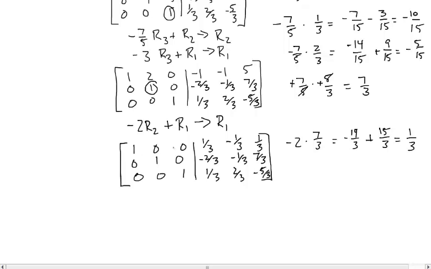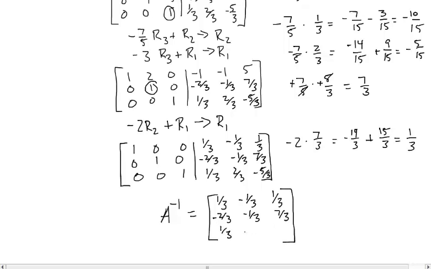So now you can see we created the identity matrix on the left. So now our A inverse is equal to 1/3, negative 1/3, 1/3, negative 2/3, negative 1/3, 7/3, and 1/3, 2/3, negative 5/3. And that's our video on inverses of square matrix.